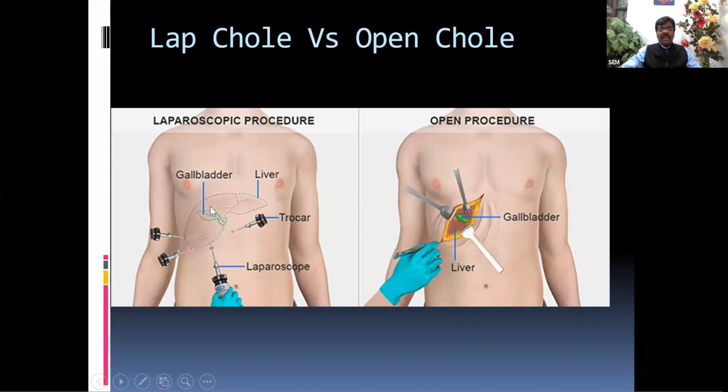This is relatively a pain-free procedure compared to the open procedure, where because of the large incision, it is very painful, and because it is in the right subcostal region, the patient will not breathe well after surgery. So they'll have a lot of respiratory complications. All these things are absent in this case.